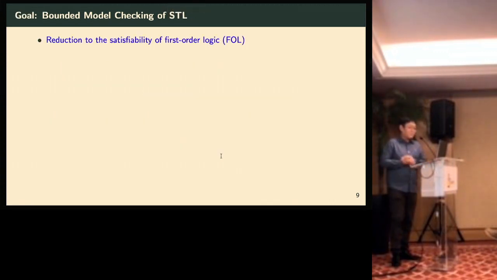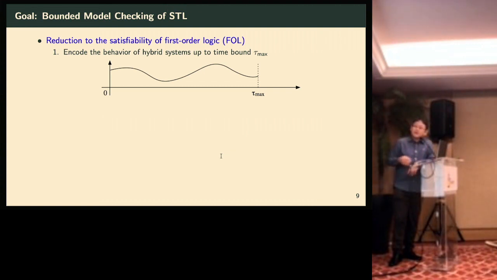Okay, then for bounded model checking of STL, how can you do that? As you mentioned, we want to reduce the satisfiability to an SMT problem or first-order logic problem. Similarly, we need two things. First, we have to encode the behavior of a hybrid system up to a time bound. That's already done by other work, because model checking techniques for invariant and reachability problems have been studied extensively for hybrid systems. So this is good.